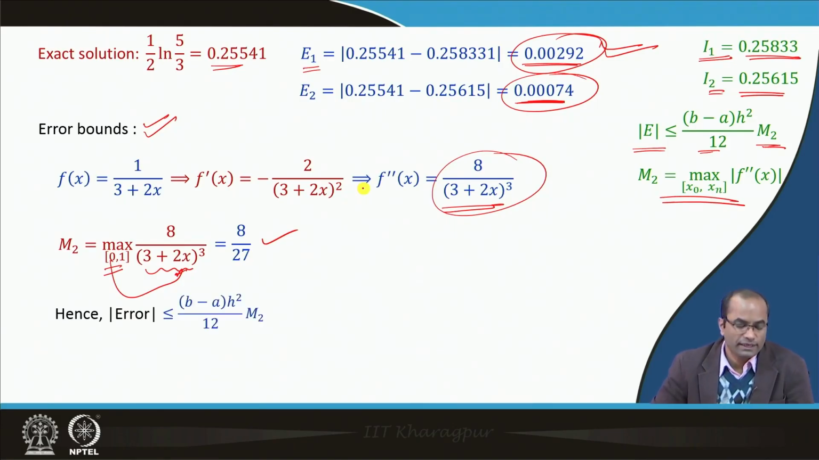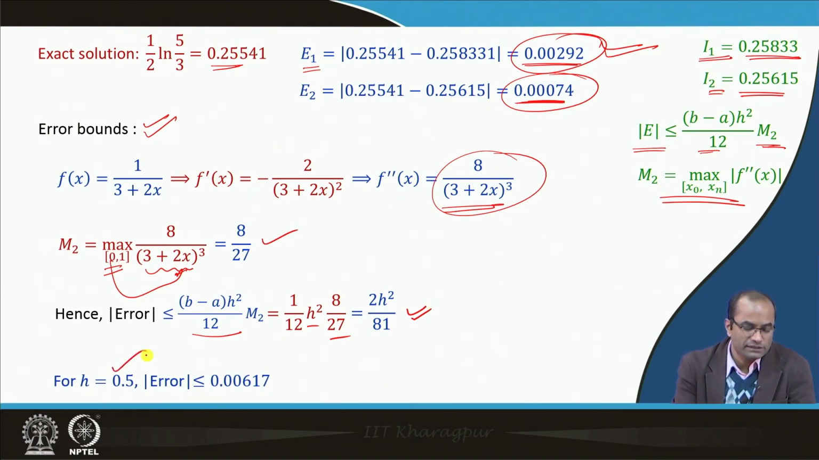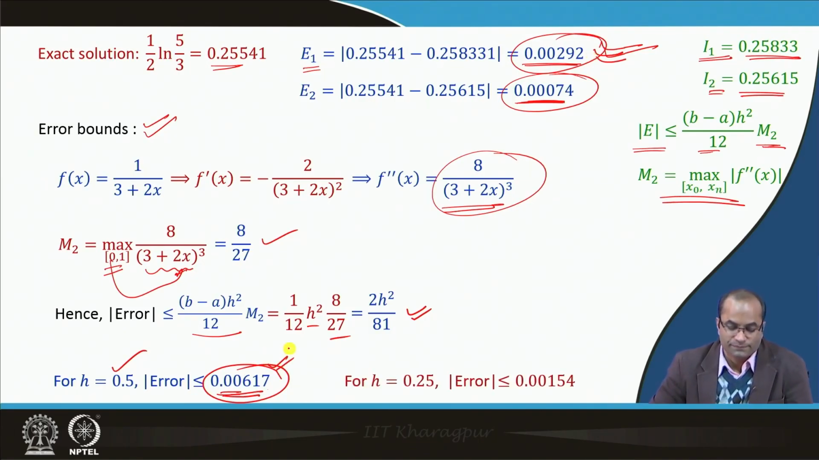Hence, now we can bound the error. By this formula we substitute M2, and b minus a is 1 in that case. So we have 1 over 12 times h squared times 8 over 27. This is the error bound depending on h, and we have considered 2 situations. One was where we have taken h equal to 0.5. The error bound says that the error will be less than 0.00617. The actual error was 0.00292. So naturally the actual error is less than the bound given in this case.